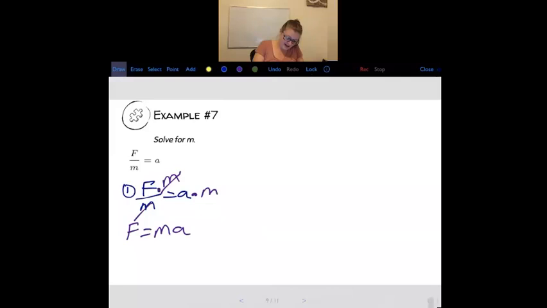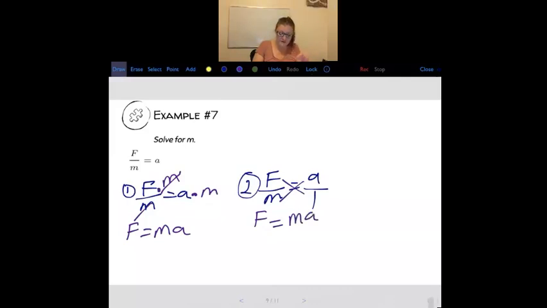Okay. The second way to do it is to realize that we have a fraction equal to a fraction. Put the right-hand side over 1 and now cross multiply. F times 1 is F. Oops, I didn't solve for m. I'll get back to that. M times a. Okay, so we have F equals ma. We're solving for m and it's being multiplied by a. So in order to get m by itself, we divide both sides by a. And now mass is equal to force over acceleration, or F divided by a. Same thing here.